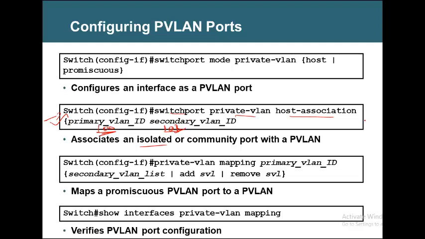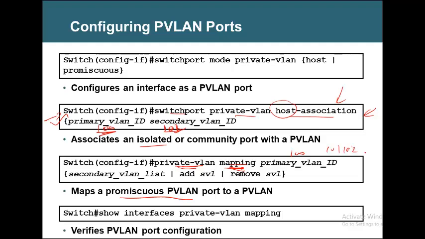After that, you go to the promiscuous port and say private VLAN mapping, the mapping command. This is host association, but the promiscuous port does not have any host, so the host command won't come here. You say private VLAN mapping 100, 101, 102, 103. That's it. That's all. Finish.